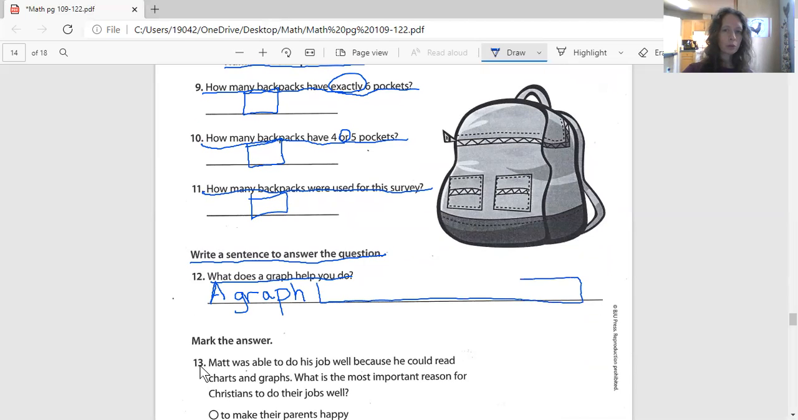This is where you're going to write your answer. What does a graph do? I want you to write the first part of the sentence and then finish it on your own right here. Okay? Finish that right there. And you may need to pause the video for this, and that's okay. Just go ahead and pause it. Come back when you're ready, and we'll do the last question.